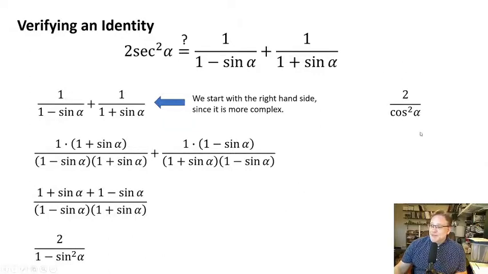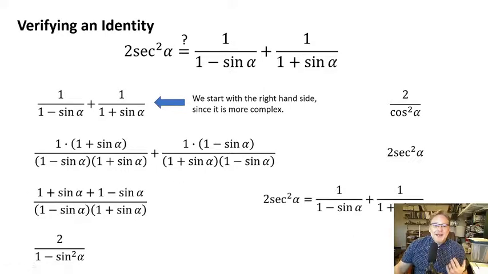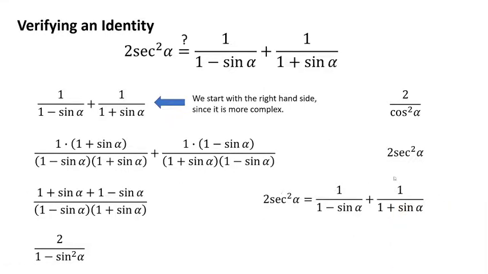So this simplifies now to 2 over cosine squared, which, let's see, how can I get it into this form? Oh yeah, secant and cosine are reciprocals of one another, so 2 over cosine squared alpha is the same thing as 2 times secant squared alpha. So we've proven this identity once again, so that you can see that these two things are equal. Not just equal for this value of alpha, they are equal always, always, always, for all values of alpha. This is an identity.